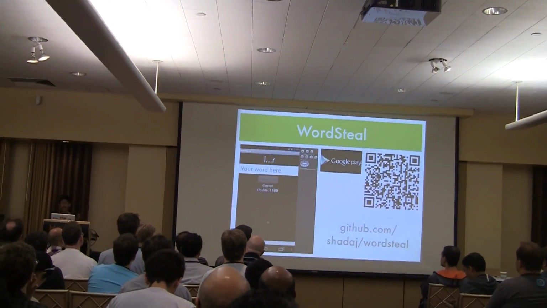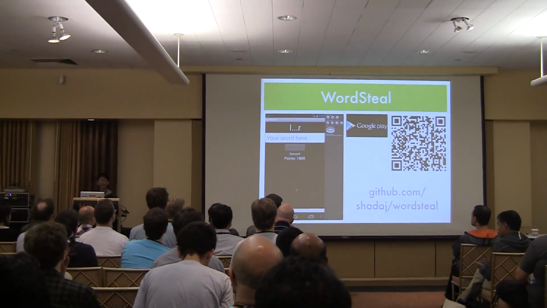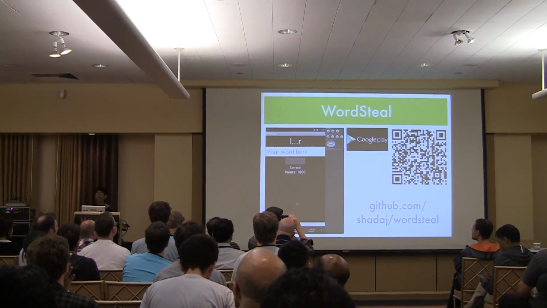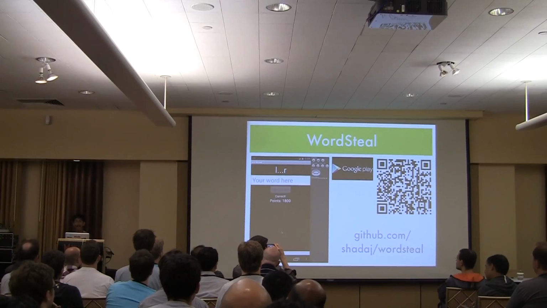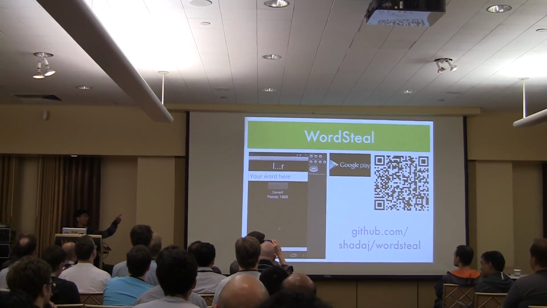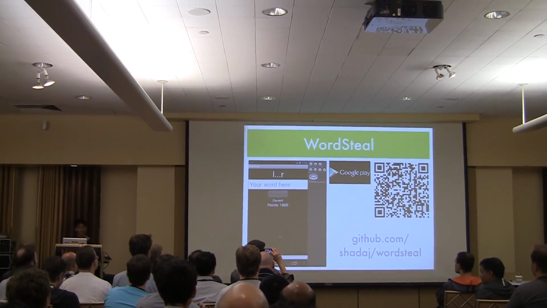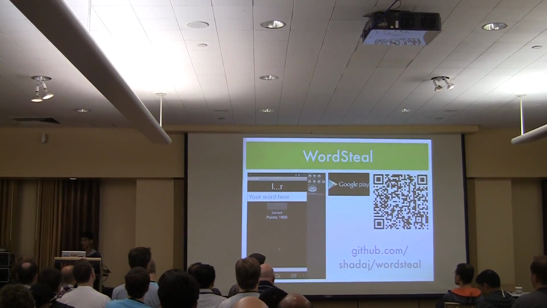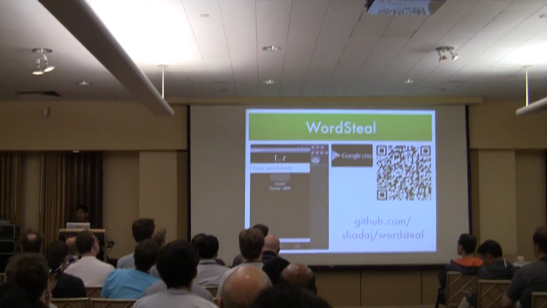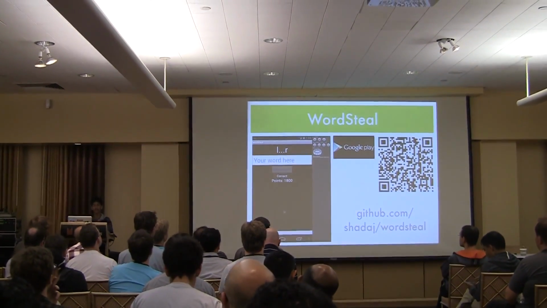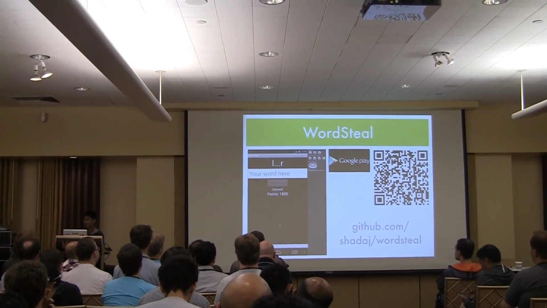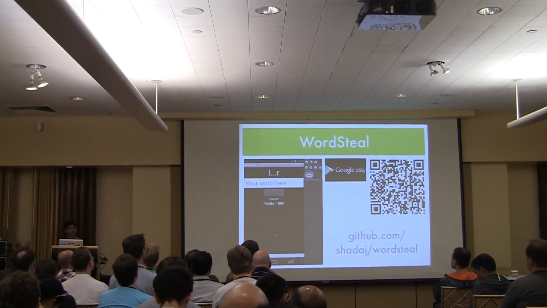And in fact, just a few days ago, I got this app on the Google Play Store. Don't worry, there's no need to root your phone or hack the bootloader. You can just scan this code, download it onto your phone, and launch it. The load times are a little slow, but I have a few ideas on how to make it faster. And the WordSteal code is available on my GitHub repository.